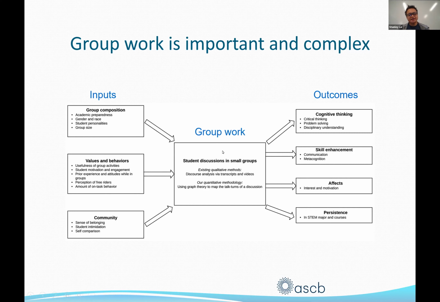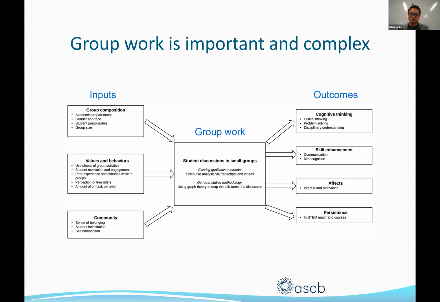And at the same time, so the right-hand side is the outcome, and the left-hand side is many input variables that might influence how students are interacting with one another in the small group work described in the middle. The input variables could be the demographics, the preparation, their previous experiences with group work, and also what other people are doing in the group, so whether people are on task or not. So the idea here is to develop a methodology that allows us to look at what's in the middle, where the group work is happening.